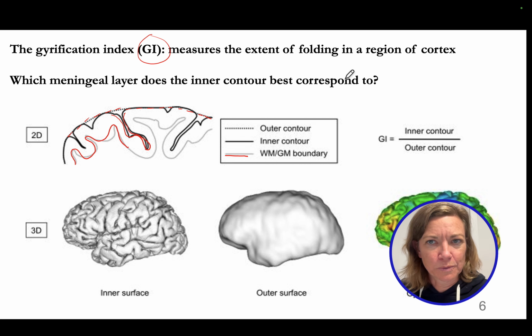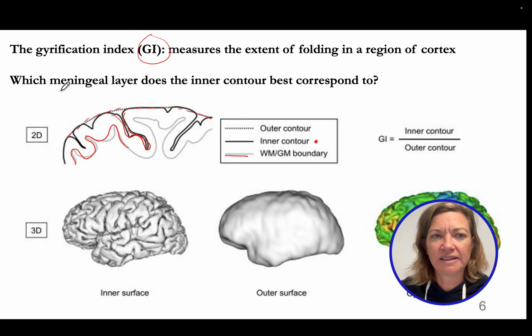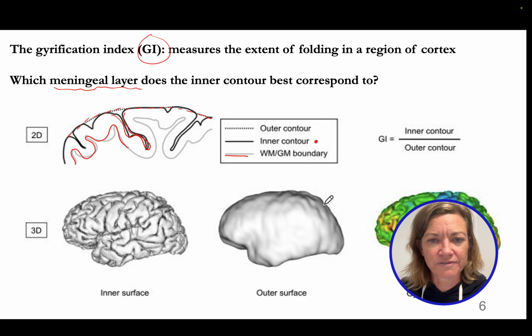So just pose a little question here. If you're thinking about this inner contour, which meningeal layer does that correspond to? If you think about your cranial meninges, which anatomical structure represents the inner contour? Little thought question. We can look at it, this is in 3 dimensions. This is what the inner surface of the brain, the inner contour, revealed. This is the outer surface, or outer contour, outer shell.